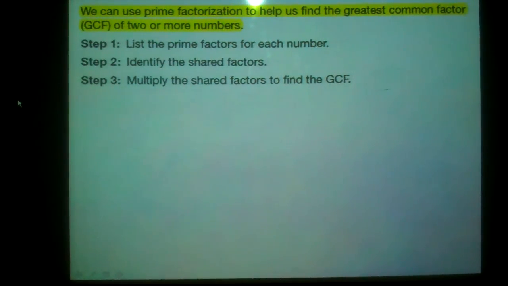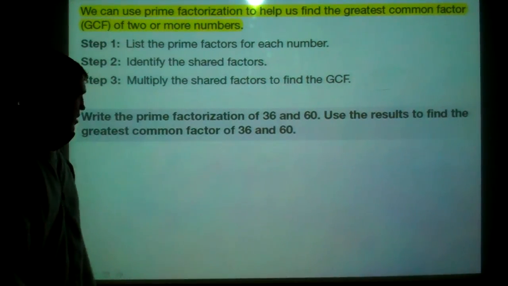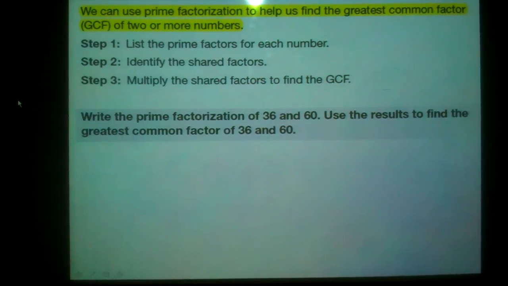And our last thing here, we can actually use prime factorization to help us find the greatest common factor, or the GCF as we call it, of two or more numbers. Your first step: list the prime factors for each number, then identify the shared ones, whatever they have in common, and then multiply those together. We're going to show that with this example. It says write the prime factorization of 36 and 60.